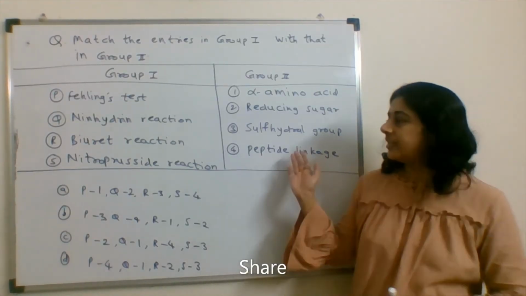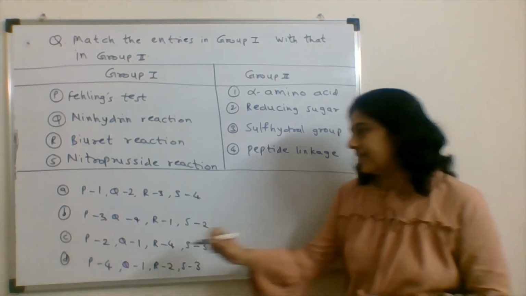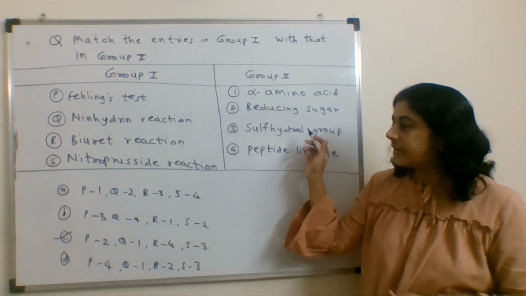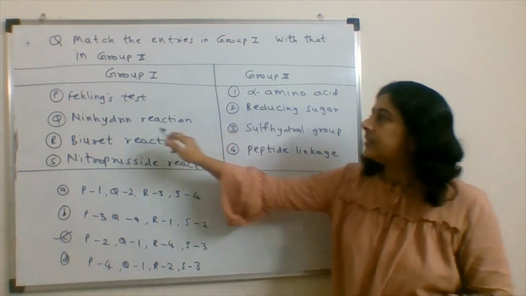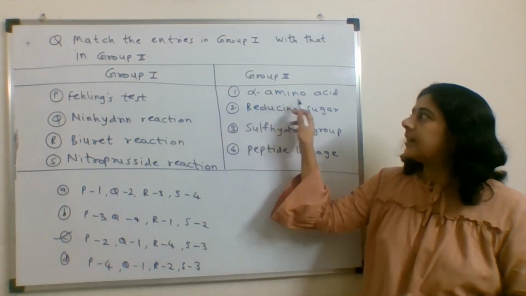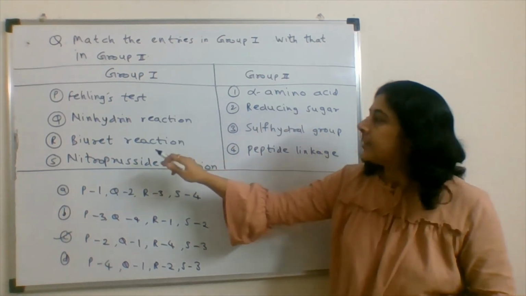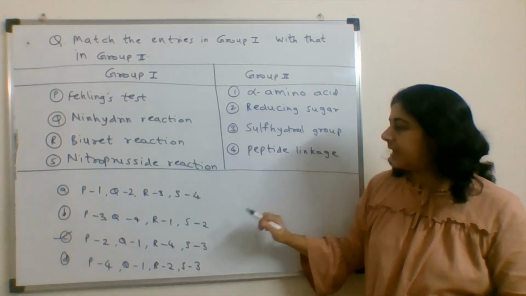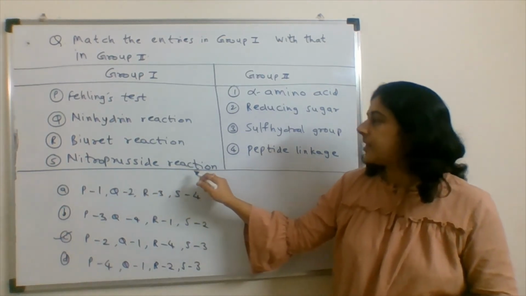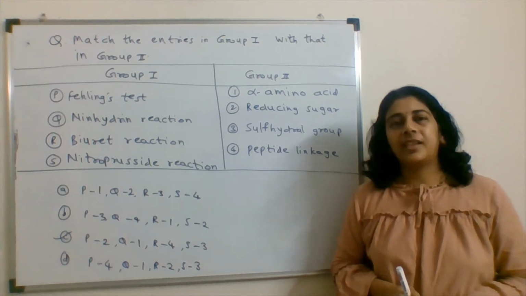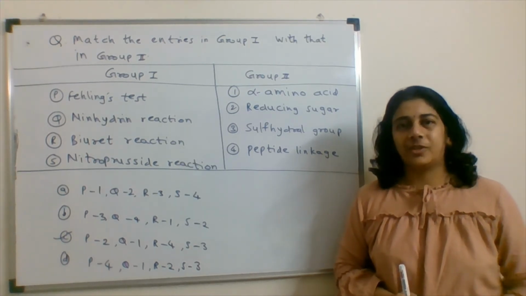So the answer for this question is option C. Here Fehling's test is for reducing sugar. Ninhydrin reaction is there to understand the alpha amino acid. Biuret reaction gives us an idea about peptide linkage, and nitroprusside reaction is for sulfhydryl group. So option C is the correct answer for this question.